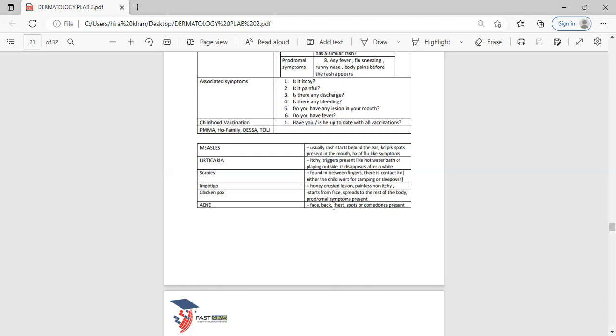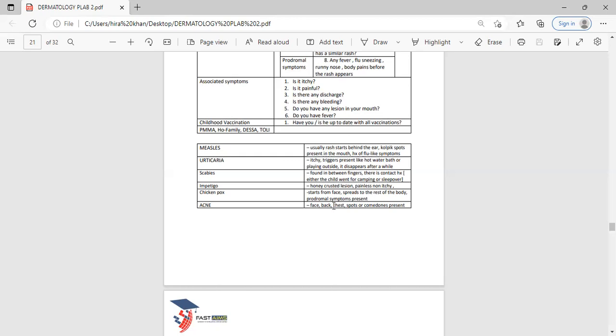Or I have taken a hot bath and the rashes appear, and then they disappear after 10 to 15 minutes. So they will be pointing towards urticaria. Then scabies. For this, if you ask the history, where do you have the rash, they will mention that I have it all around my body, between my fingers.